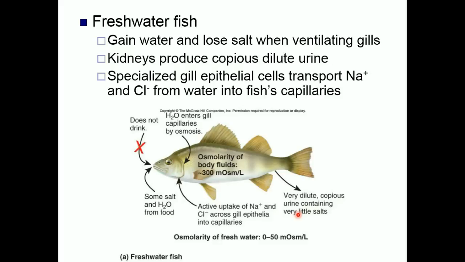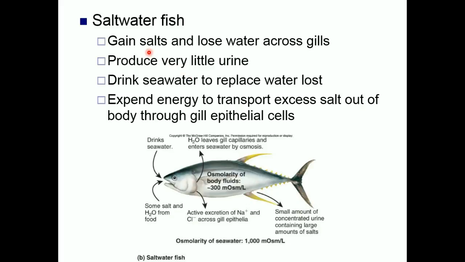Now let's briefly contrast that with saltwater fish that gain salts and lose water across the gills. Well, they need to produce very little urine and highly concentrated. They do drink seawater to replace water lost, and they expend energy to transport excess salt out of the body through the gill epithelial cells. So whereas the freshwater fish expended energy to pump sodium and chloride in, these fish are pumping them out. And now, if you think about it, it makes perfect sense why a freshwater fish would do awfully in marine water, and why a marine fish would do awfully in freshwater, unless you are adapted to swim in both.